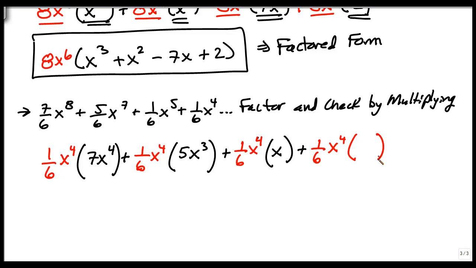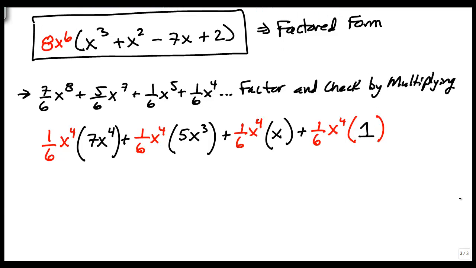Now this is perhaps the trickiest thing we'll do in this lesson. What do I multiply 1/6 x to the 4th by to get 1/6 x to the 4th? A lot of people think that you factor this away and you're left with a 0, but really you're left with a 1. Because if I have a 0 here, anything times 0 is 0, and this term would not reappear in my solution. So let's go ahead and finish factoring this.